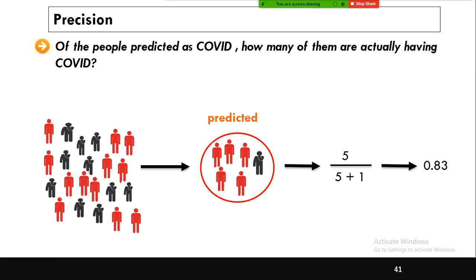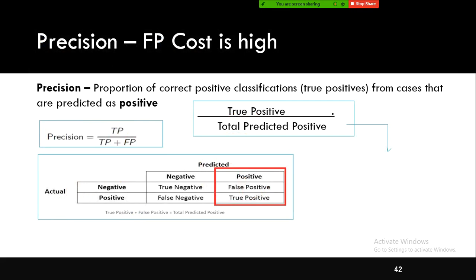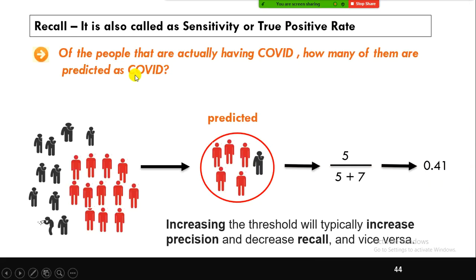Next we have something else called recall. As I told you earlier, if the FP cost is high, then you can use precision. So the next one is recall. What is recall? Recall is also called sensitivity or true positive rate. They use different terms, but most people use the term sensitivity. Few people use recall. But still, you need to remember all these terms, it'll be better.